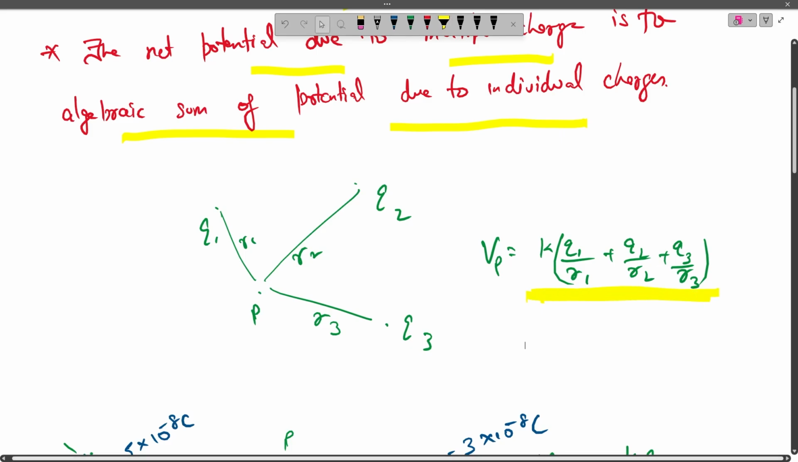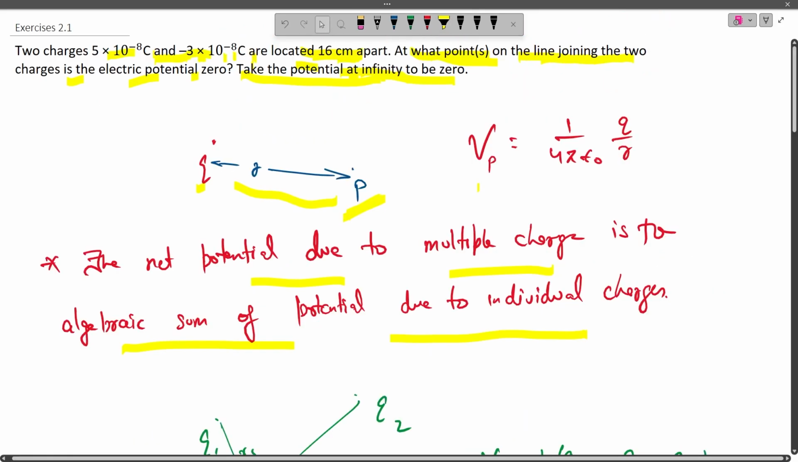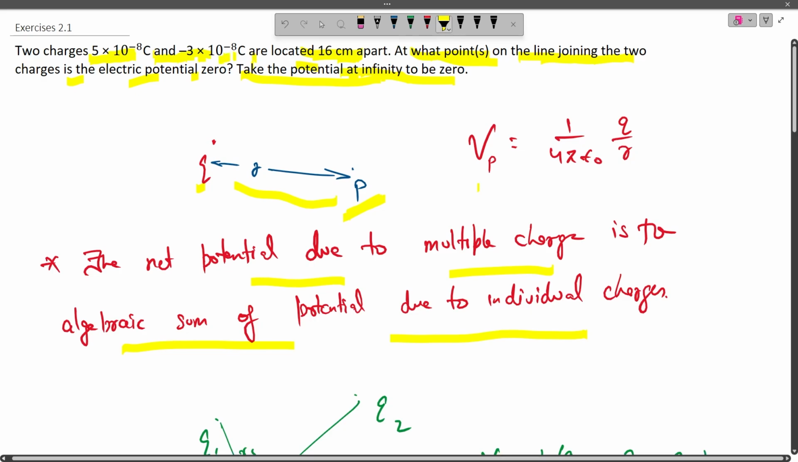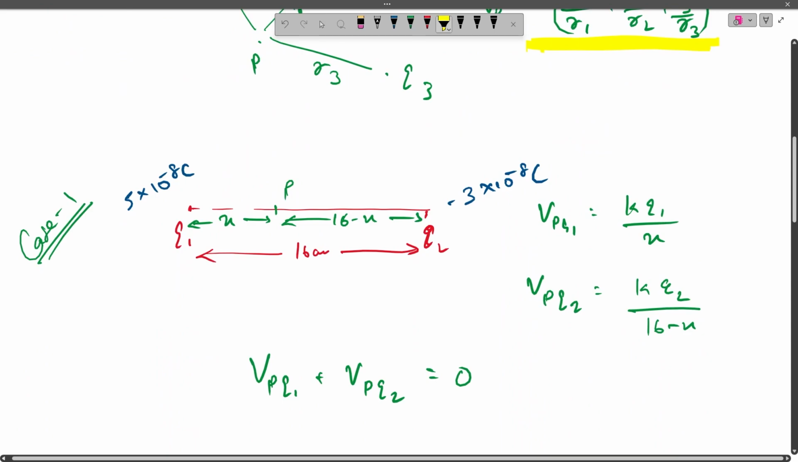Now the question says that two charges Q1 and Q2 are there. Q1 is positively charged, 5 × 10^-8 coulomb, and Q2 is -3 × 10^-8 coulomb. We have to find the point on the line joining these two charges. So let us assume there is a point P at which the potential due to these two charges is 0. As we have just studied, the potential due to a system of charges is the algebraic sum of the potentials due to the individual charges.